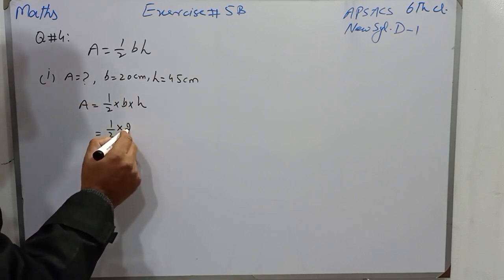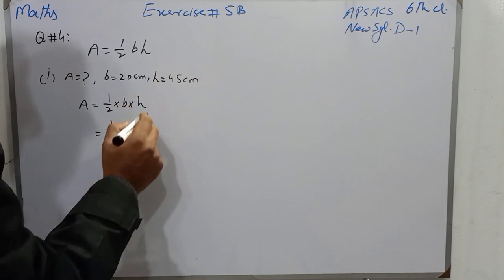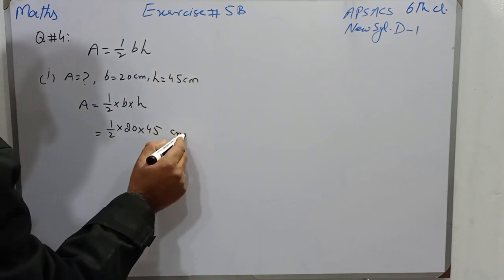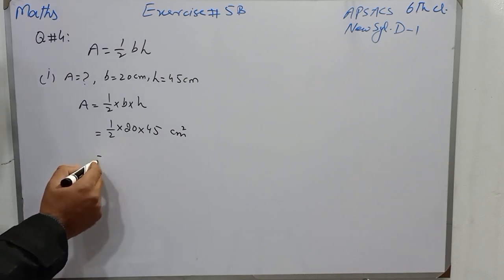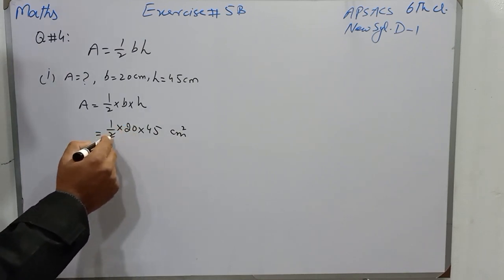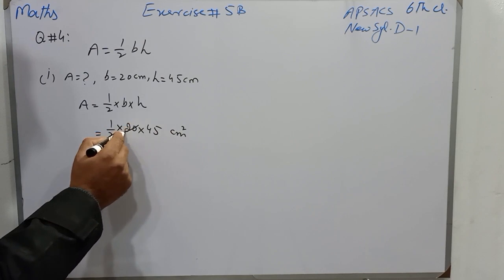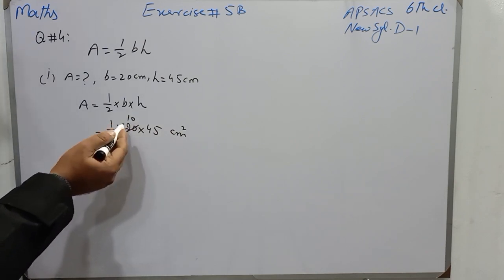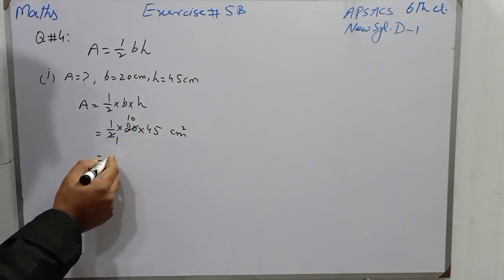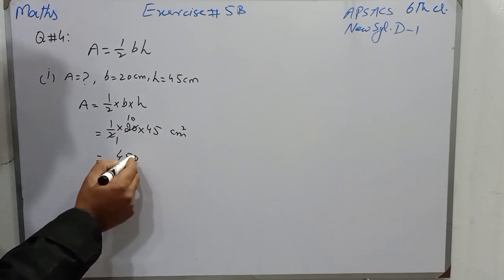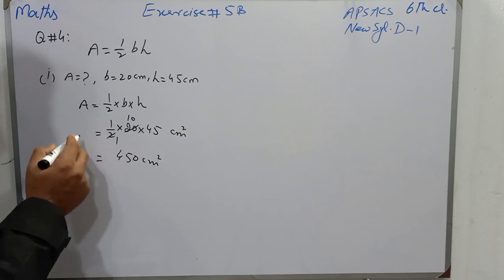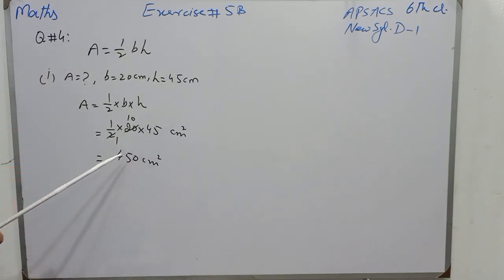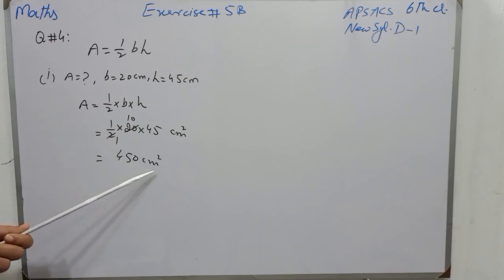is 20 and the value of height is 45, and the unit of area is square, so I will write centimeter square. Students, these 2 will be cancelled with 20, so 2 1s are 2, 2 10s are 20. So 1 is as denominator is not written. When 10 multiplied with 45, it will become 450 centimeters square. So the area of triangle whose base is 20 and height is 45 will be 450 centimeters square.